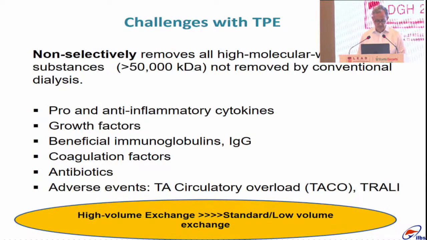My last slide. There are other challenges with plasma exchange. It removes high molecular weight substances which are above 50,000 daltons. Dialysis does not, but plasma exchange removes. So it removes all the cytokines, growth factors, beneficial immunoglobulins like IgG, coagulation factors, complements, it removes antibiotics, and of course can cause TACO and TRALI. So please be careful when you use plasma exchange.